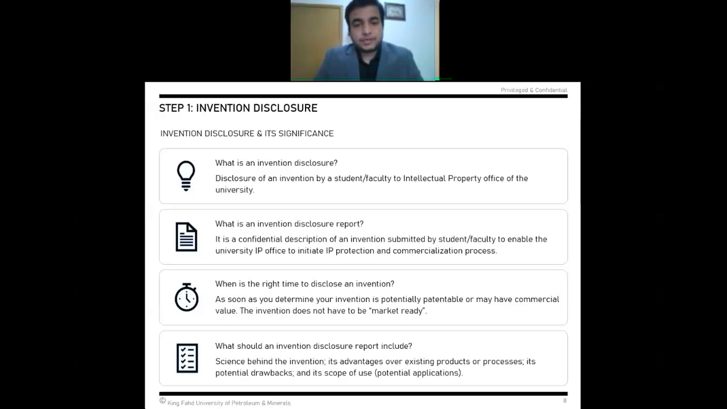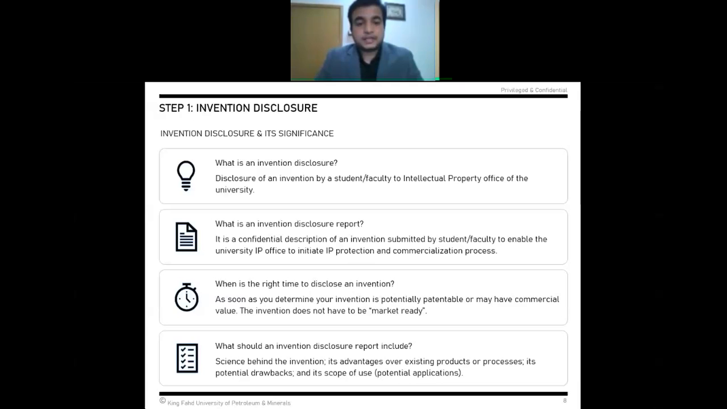When is the right time to disclose an invention? This is a very common question we get asked every day. When should the students and faculty disclose our invention? When is an invention ready to be patented? So the answer is, as soon as you determine that your invention is patentable and it may have commercial value, you should go ahead and submit it to the IP office of the university.